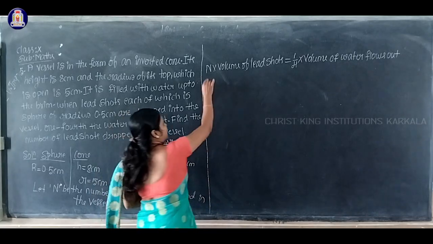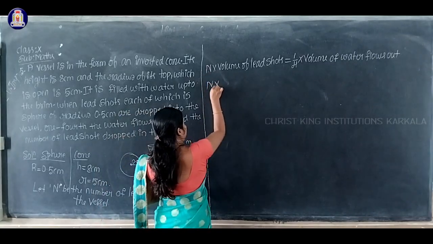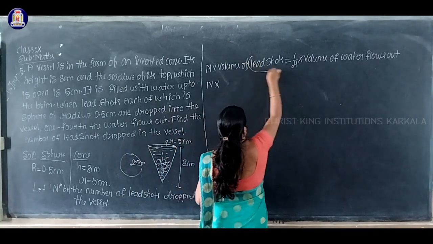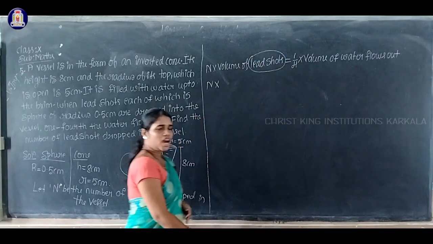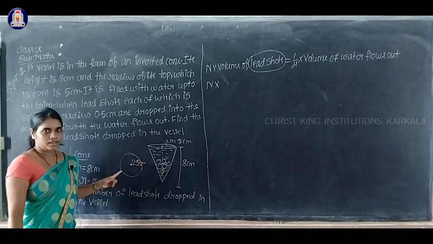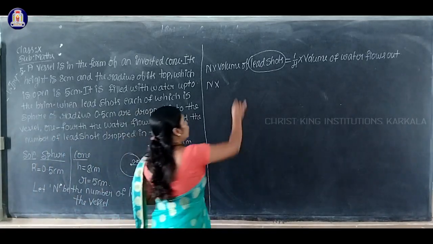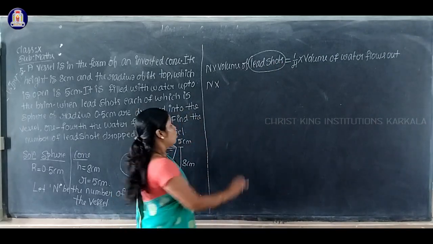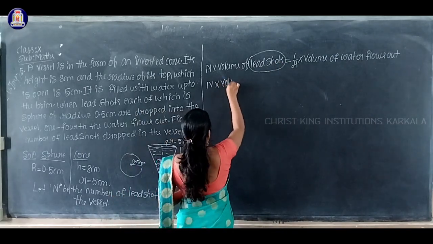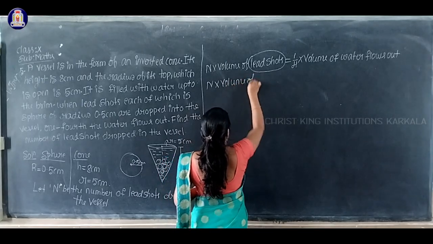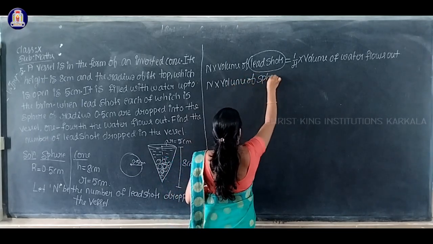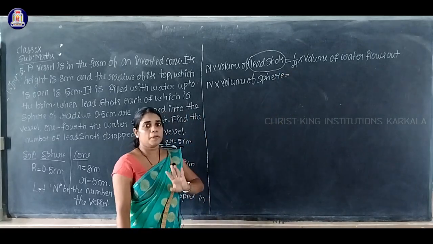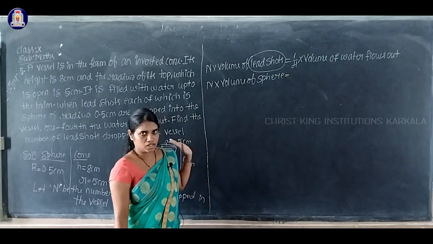Okay, so I'll write this N as it is. But these lead shots are in which shape? Sphere, isn't it? So therefore, volume of lead shots, I'll replace it by volume of sphere. Why will I write sphere here? Because your lead shots are in spherical shape. This is what they have given in the question.